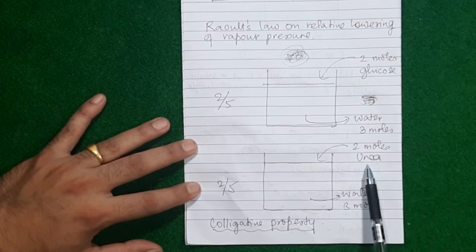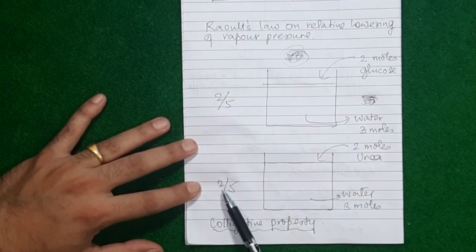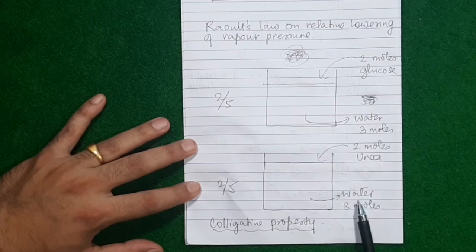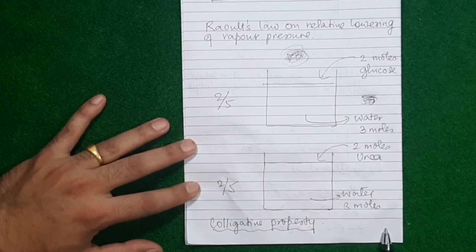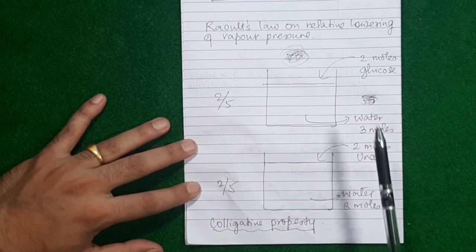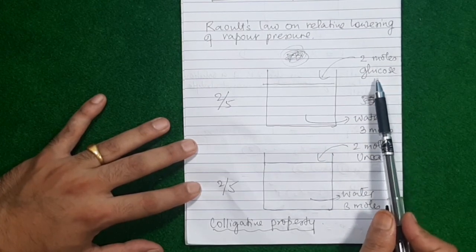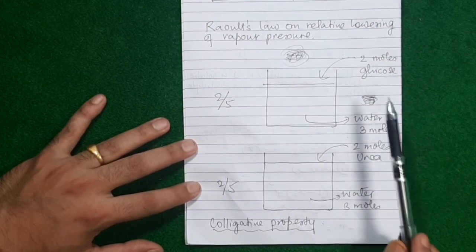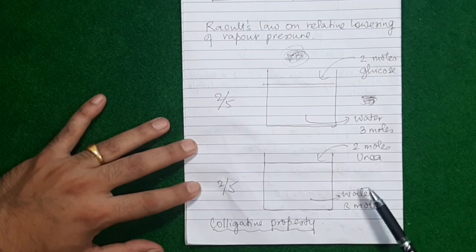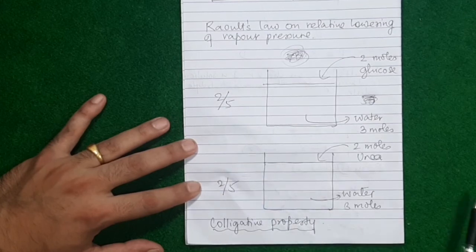How do you find it? The number of moles of urea divided by the total number of moles. And now I've taken urea and water in such a way that I want to maintain the same mole fraction. Whatever the mole fraction was in the case of the glucose solution, the same mole fraction I want to maintain. So the mole fraction is again 2 by 5. So what is the relative lowering of vapor pressure of water now? 2 by 5. Isn't it amazing that in spite of the fact that I have added different substances, one is glucose, another is urea, which are chemically totally different, water is exhibiting the same amount of relative lowering of vapor pressure, 2 by 5, in both the cases.